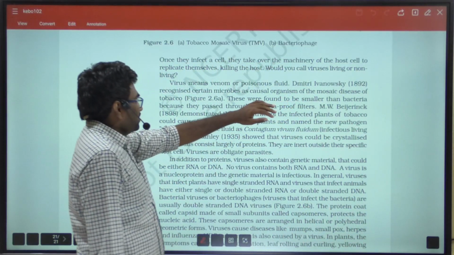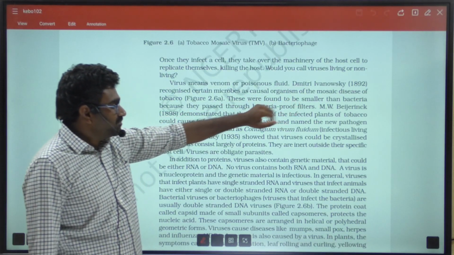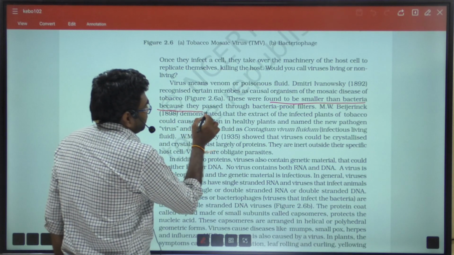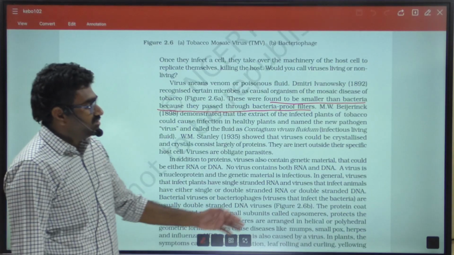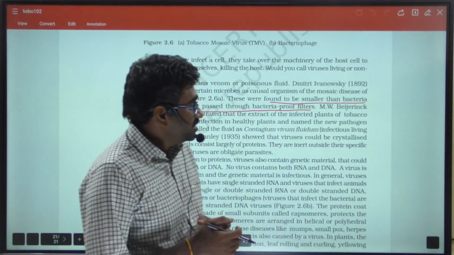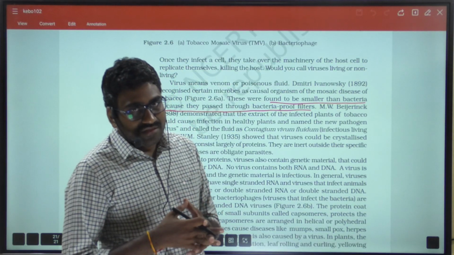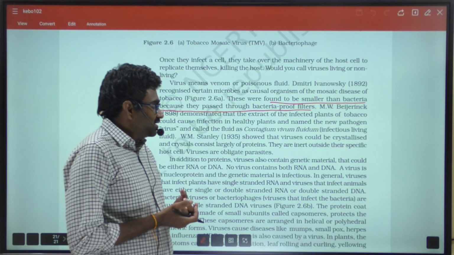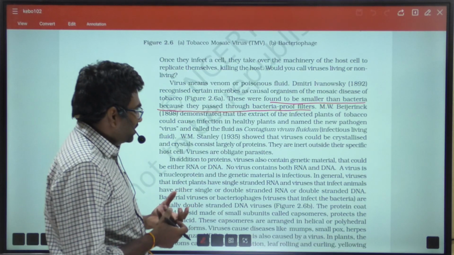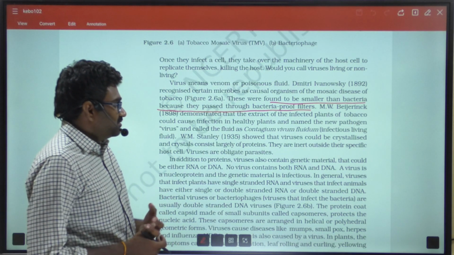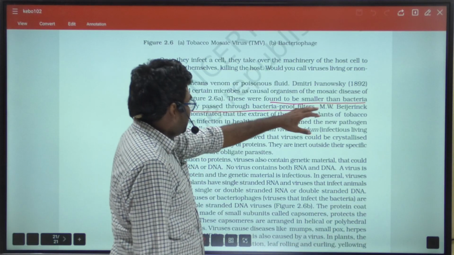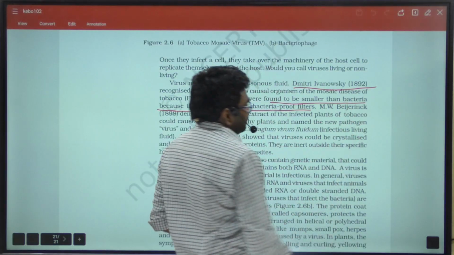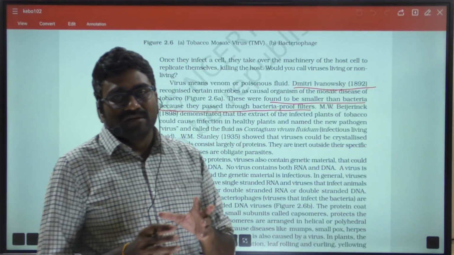Here Dmitry Ivanovsky recognized certain microbes as causal organisms of the mosaic disease of tobacco, and they were found to be smaller than bacteria because they passed through bacteria-proof filters. Dmitry Ivanovsky wanted to find out the causative organism for tobacco mosaic disease. For that, he took the leaves of tobacco plant and crushed them, and using bacteria-proof filters, he wanted to find the causative organism, but he failed to find it. Later on, Dmitry Ivanovsky, remember the year also, that is 1892, concluded that some filterable agent is responsible for the tobacco mosaic disease.